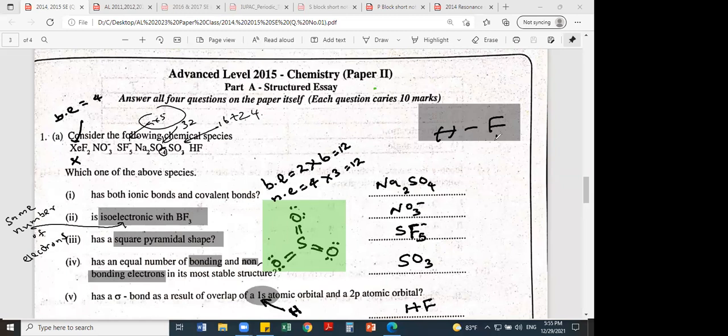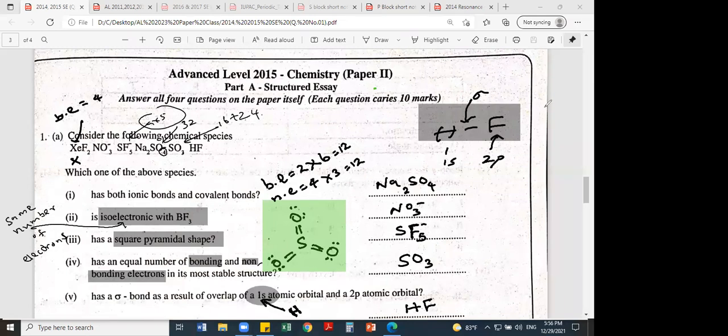HF. So this is 2p unhybridized orbital. This is 1s atomic orbital, linear overlap or head-to-head overlap. Sigma bond. It's a polar covalent bond and it's a sigma bond. Okay. So how many of this correct out of 5? There's one more part. No, part 6 also. Yeah. Sorry. One more part is there. Part 6. I'll move down.